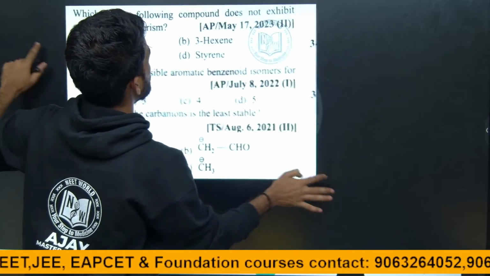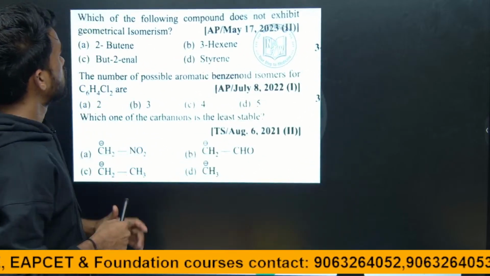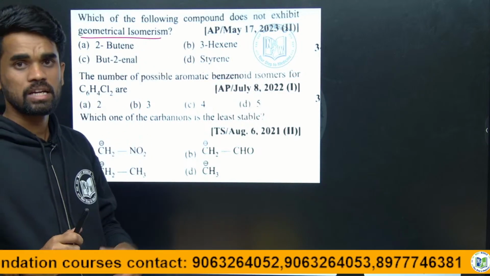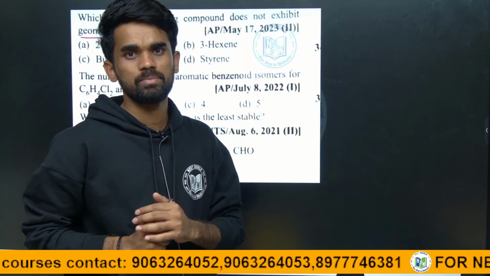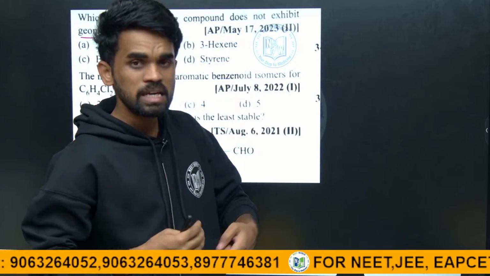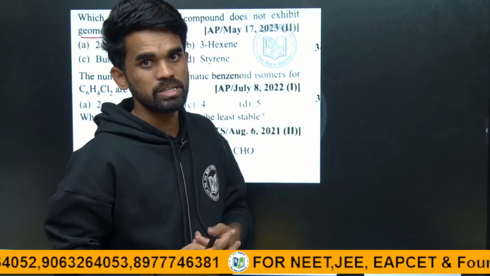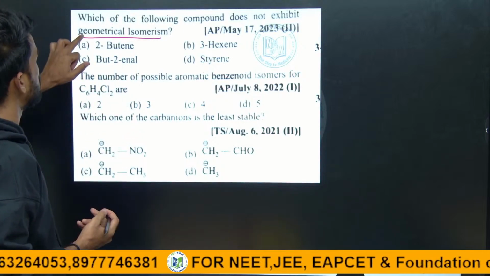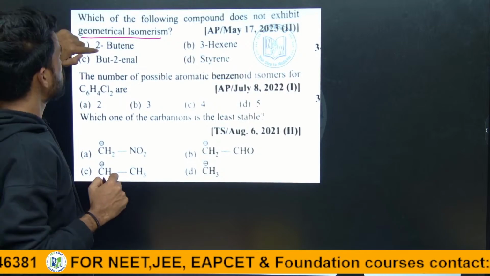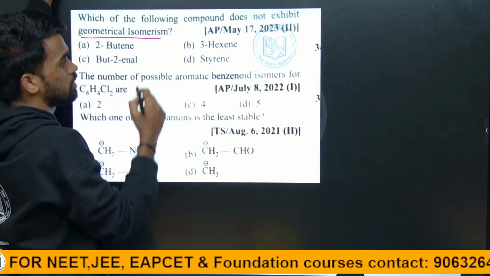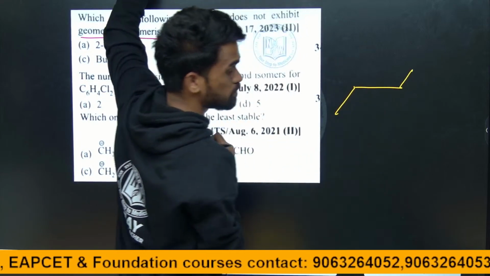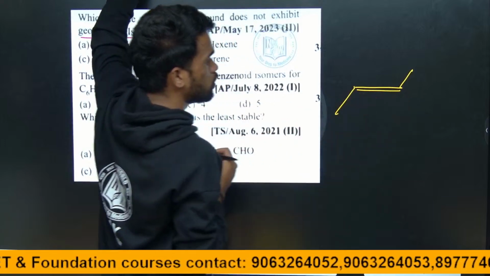Which of the following compounds does not exhibit geometrical isomerism? So how can we identify whether a compound is showing geometrical isomerism or not? Geometrical isomerism, we know, is cis-trans isomerism, E-Z isomerism, those things, right? So how can we identify here? Given all of them are unsaturated compounds, the first structure you can write is but-2-ene. So I can write but-2-ene, butane skeleton, so this will be but-2-ene.